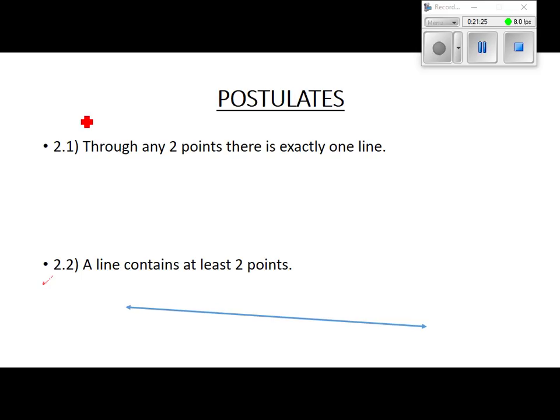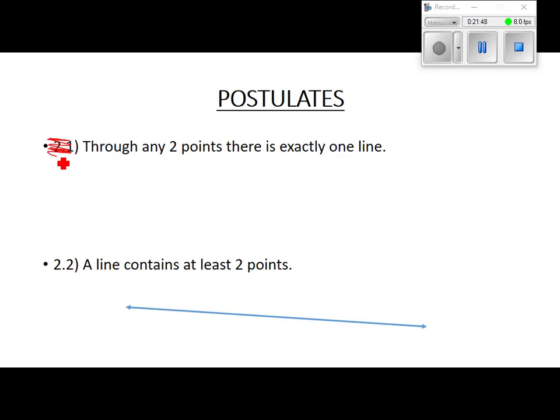When you write this down, don't go by the numbers. This book calls this postulate 2.1. If you go back in my back room and grab a different geometry book, it's going to call this postulate 1.5. Some other book might call it 3.2. Doesn't matter. Those numbers don't go with them.